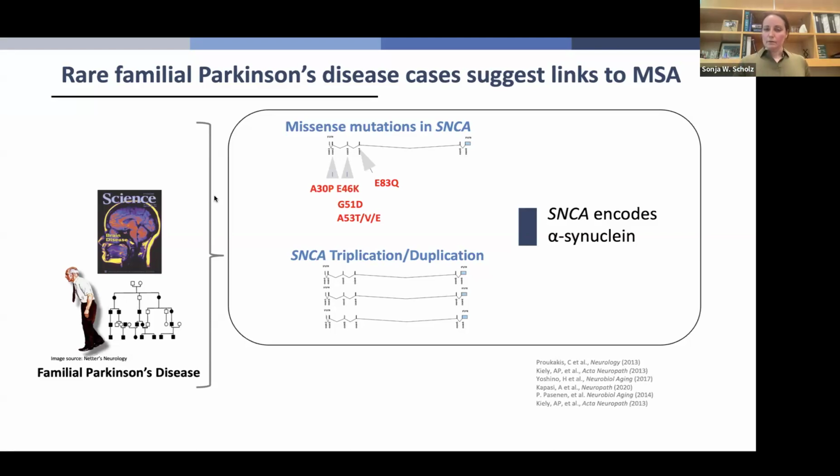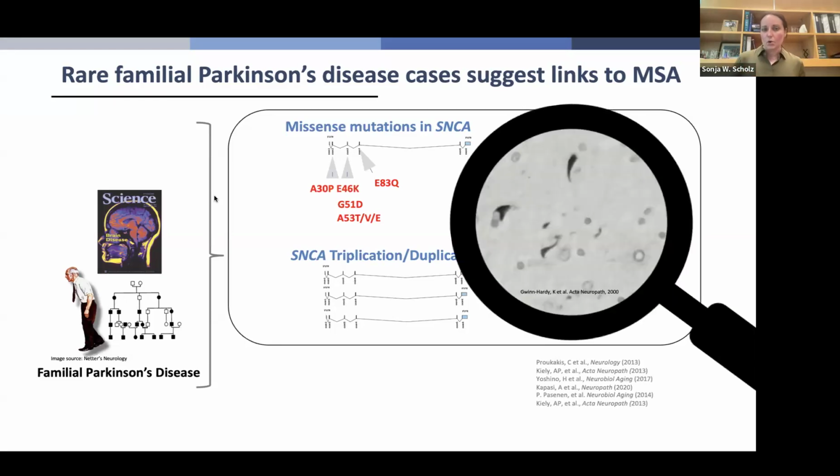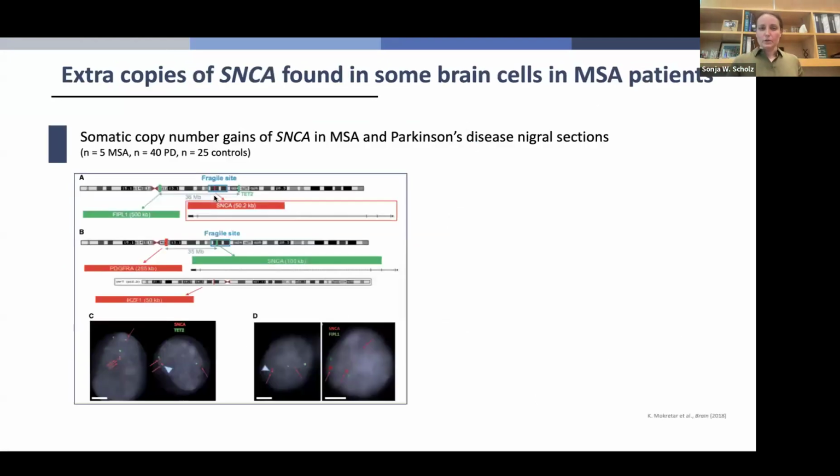But curiously enough, when you look at the brains of these patients, in addition to the Lewy bodies that we would expect in Parkinson's disease, we also see these oligodendroglial inclusions that really look like the glial cytoplasmic inclusions that we expect in multiple system atrophy. And so it really suggests that there is a molecular link at this particular synuclein gene. And it's been really leveraged to do more research.